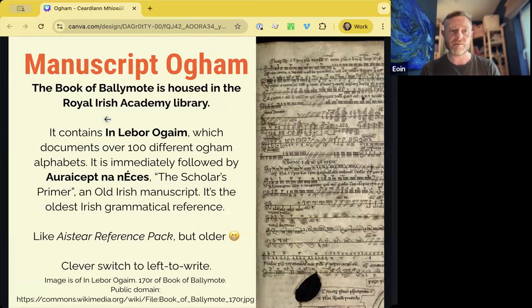And then just after that in the Book of Ballymote is the Auraicept na nÉces, the Scholar's Primer. As far as I understand, it's the oldest Irish grammatical reference that we have. So it's explaining Irish grammar. So it's like a styling reference book, but a bit older. And they took the Ogham that we know from stone, written vertically from the bottom upwards, and they made it go left to right. So there's an adaptation there. I'm very visually based, and it's hard for me to understand these changes, but that's simply up from vertical to left.